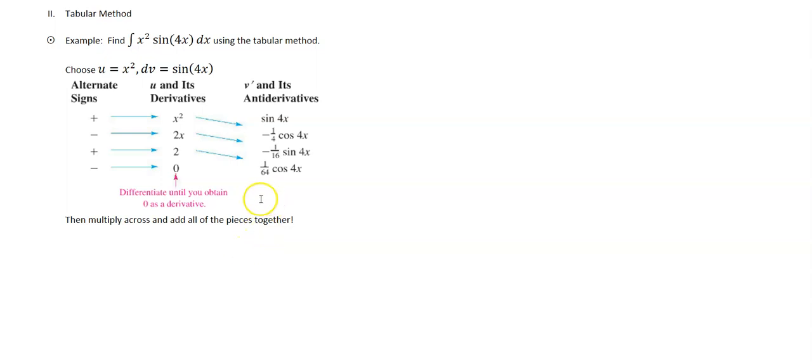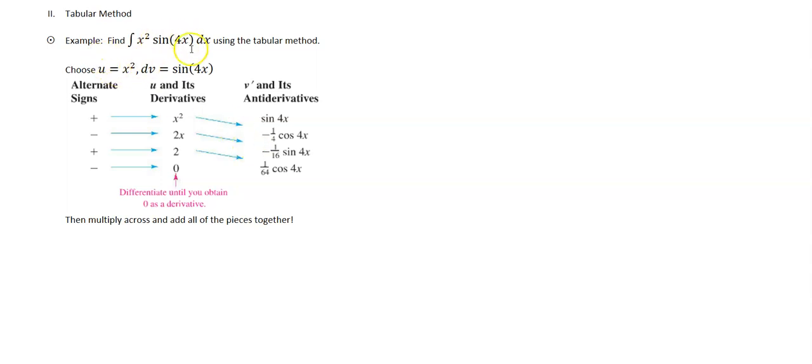The tabular method for integration by parts is one that we can use anytime we have a u that will eventually differentiate until we get 0. This is typically useful when you have x to some large n times another function and you need to use integration by parts several times. So here's what this looks like.